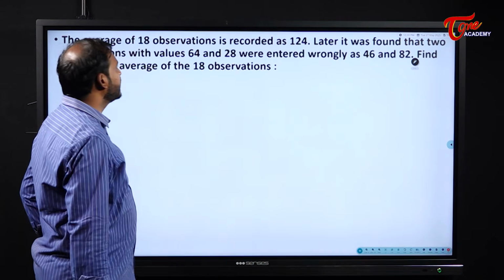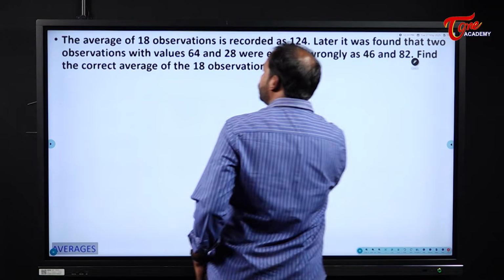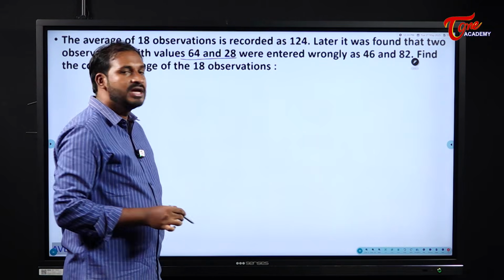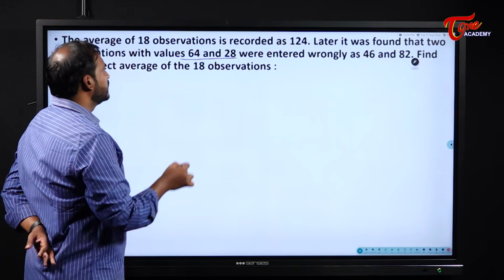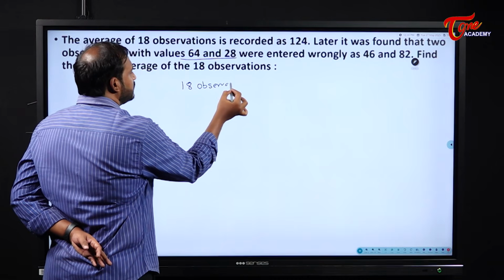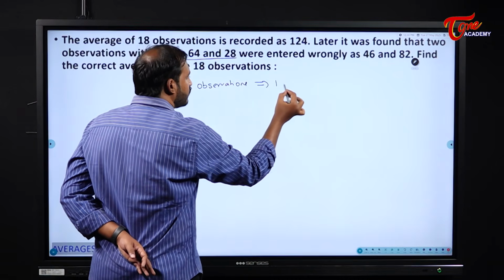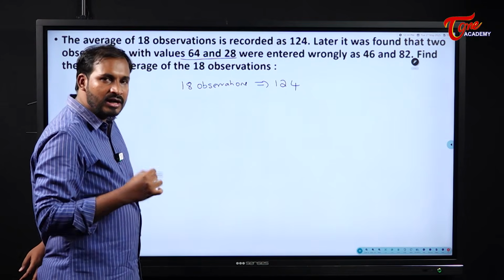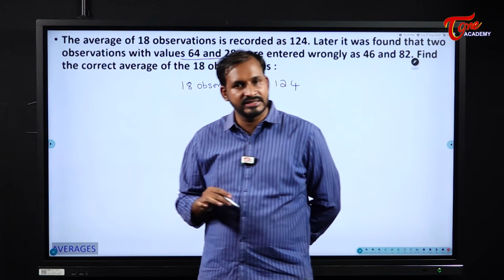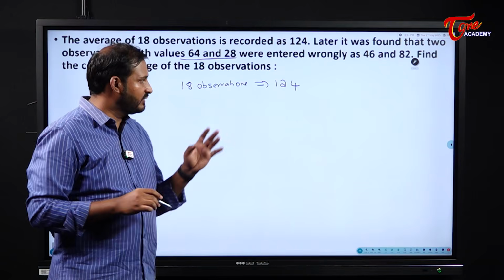The average of 18 observations is recorded as 124. Later it was found that 2 observations with values 64 and 28 were entered wrongly as 46 and 82. So 18 observations are there for us, and their average is 124. Now wrongly entered means, will the total number of observations change or remain the same? It will remain the same, similar to our earlier family members case.